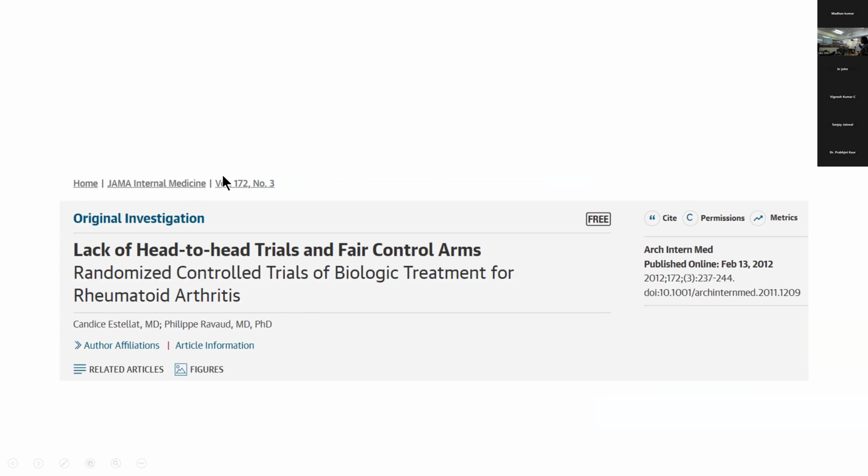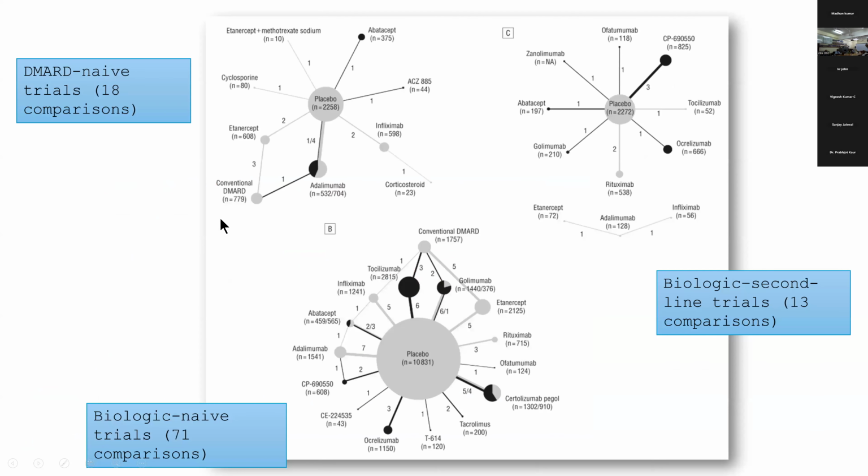So this is just a study to highlight the lack of head-to-head trials and fair control arms in RCTs for biological treatment of rheumatoid arthritis. So they've just looked at the trials for rheumatoid arthritis. If you look at these trials for DMARD naive patients, that means patients who never got either synthetic or biological DMARDs, you can see that they're all comparing all the drugs with only placebo. There are very few trials which actually have comparison with other DMARDs.